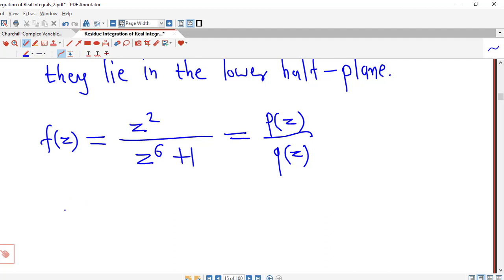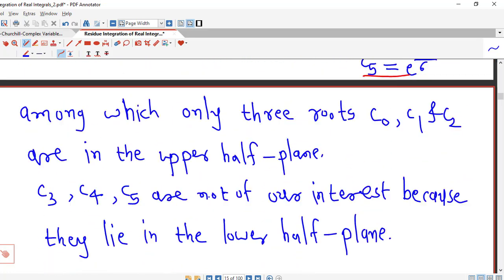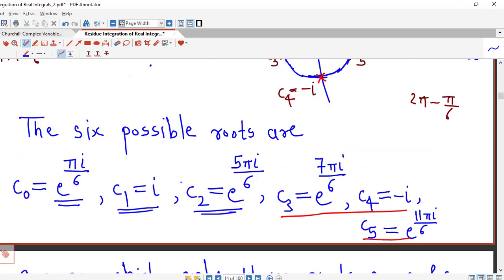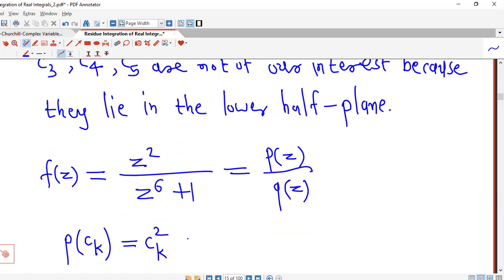we can check that if we find the value of p at ck, then it is going to be ck square. And we can check that the value of this p(z) at each of these roots is going to be non-zero, and our interest is in the roots in the upper half plane only. So we consider k from 0, 1, 2.